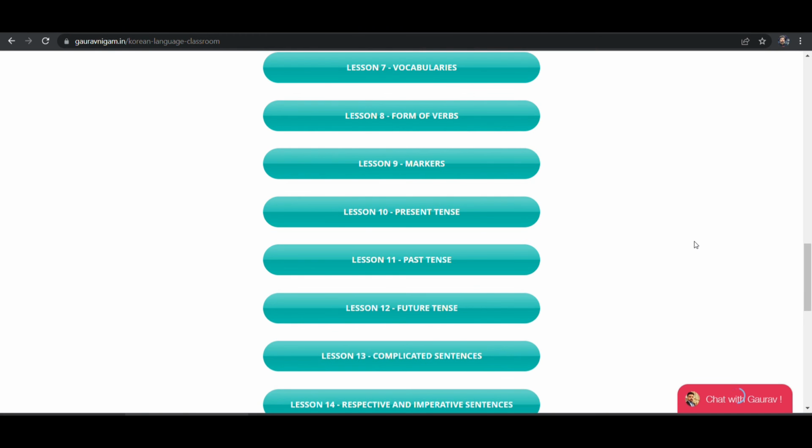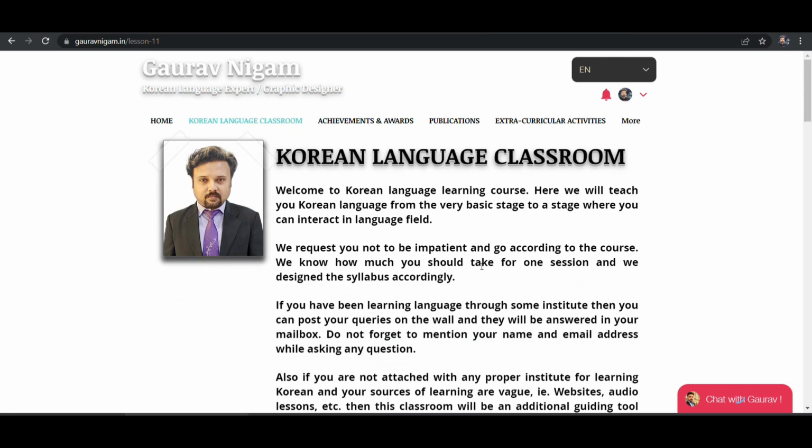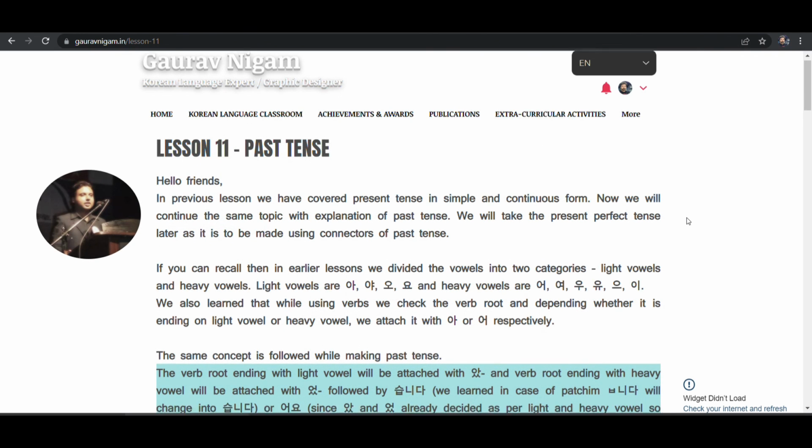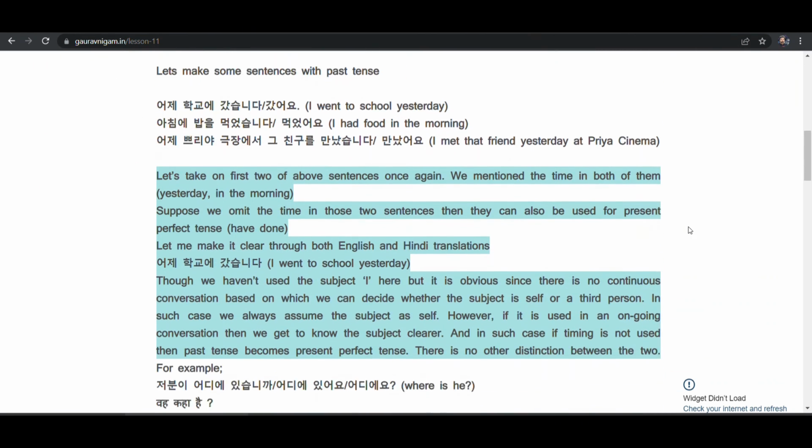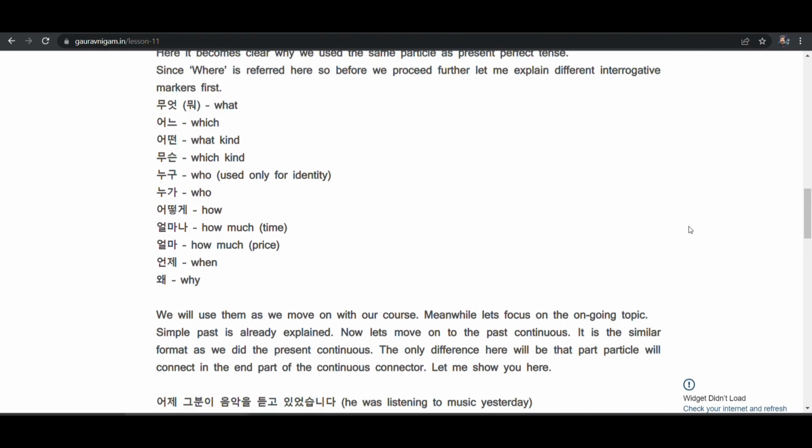Now in the next chapter we are going to study the most difficult usage in the Korean language, which is the past tense. We'll learn it from the very basics, and you will need to learn it well from scratch, since it grows more complicated in later stages.